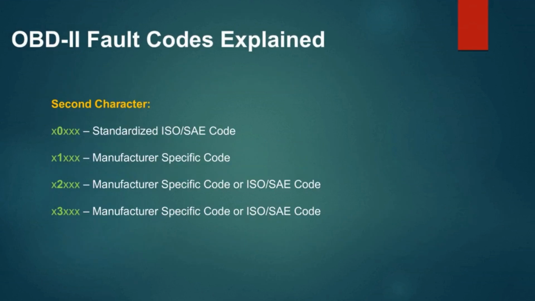Second character. 0, standardized ISO/SAE code. 1, manufacturer-specific code. 2, manufacturer-specific code or ISO/SAE code. 3, manufacturer-specific code or ISO/SAE code.